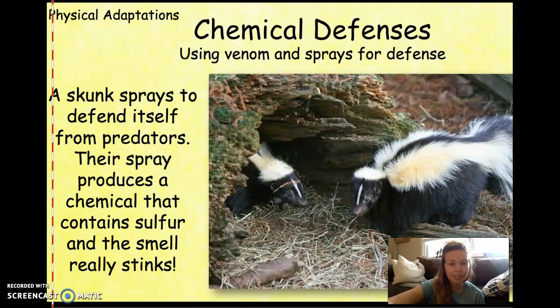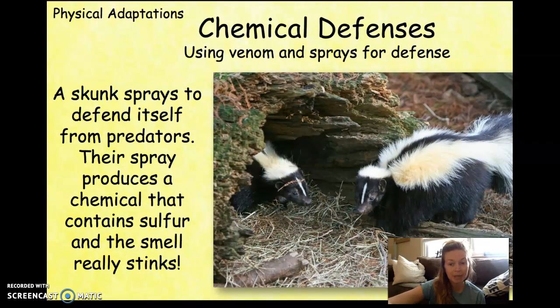Then we have chemical defenses. So chemical defenses is when the animals use venom or sprays for defense. So you'll see in this picture a skunk. What does a skunk use as a chemical defense? We can read right here, a skunk sprays to defend itself from predators. Their spray produces a chemical that contains sulfur and the smell really stinks. So if you've ever smelled a skunk, it does not smell pretty.